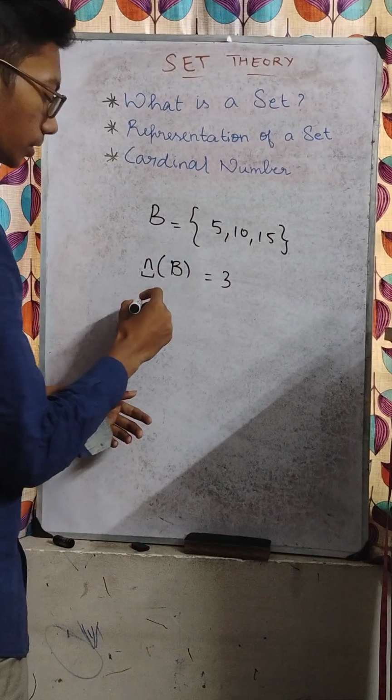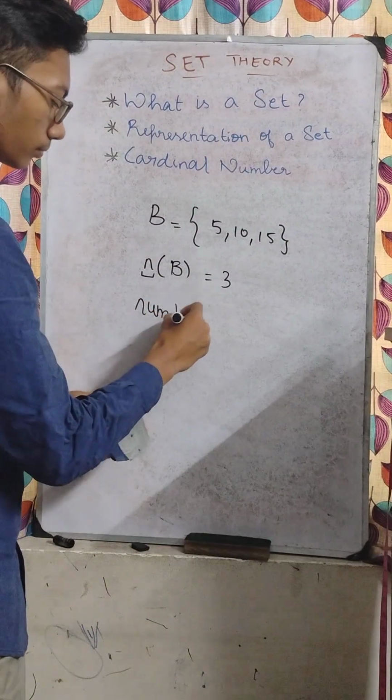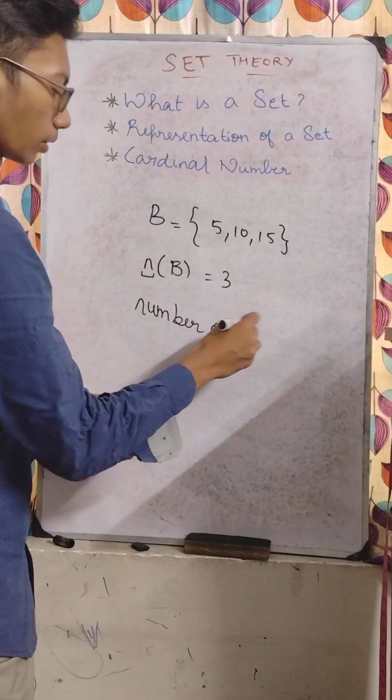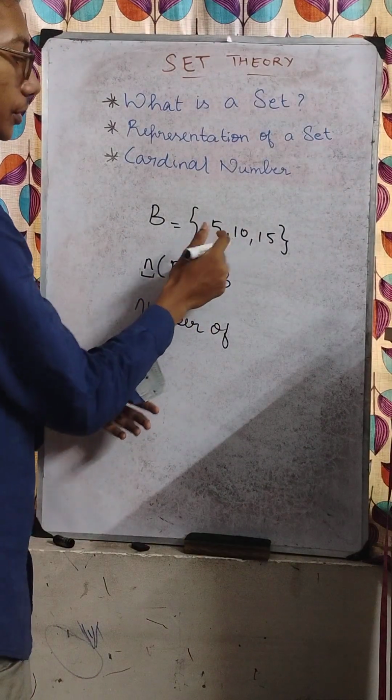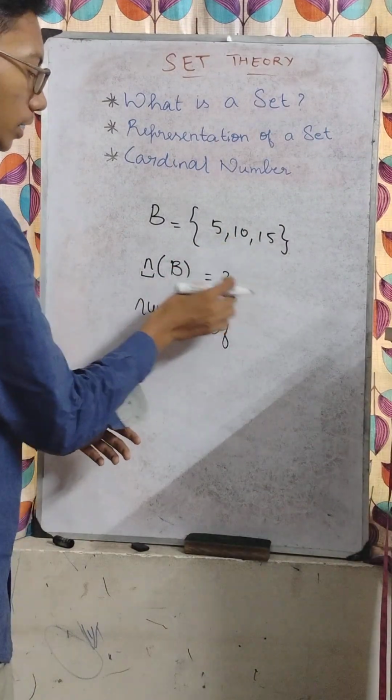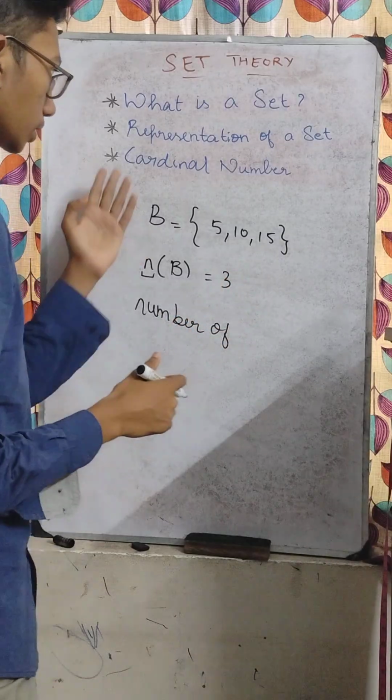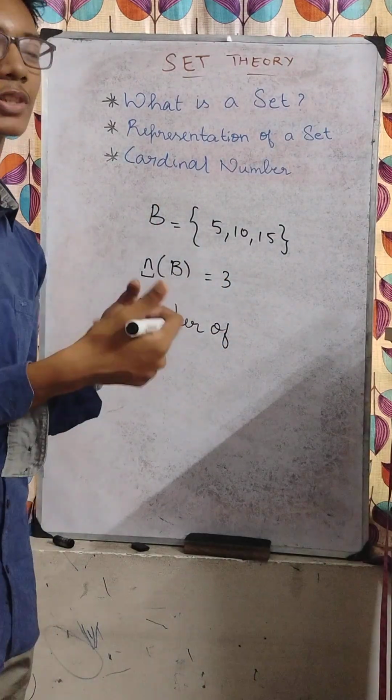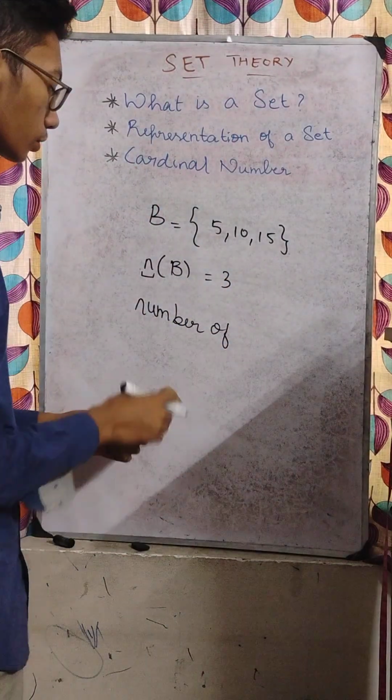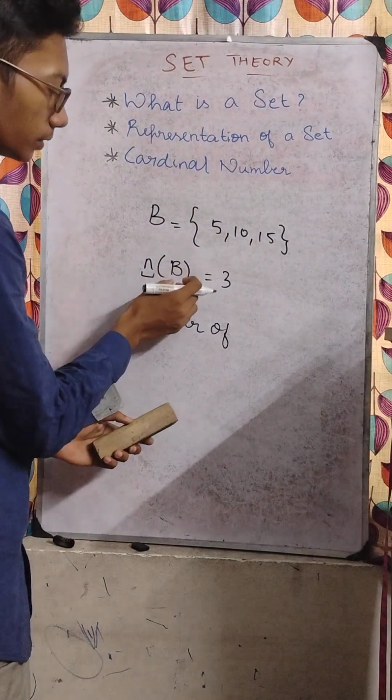What this means is the number of elements in B, which is 3. 1, 2, 3. So n of B is 3. So the cardinal number is just the number of elements present in a set, usually represented as n of the name of the set.